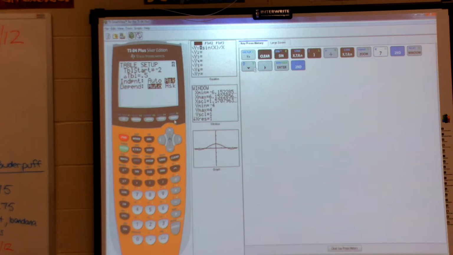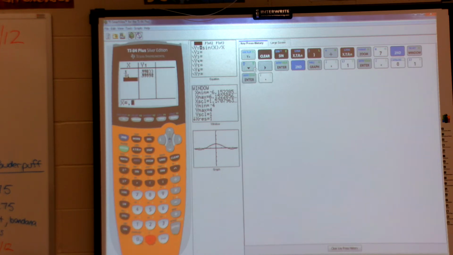Now go to your table. Should be clear. You might have some values in there. Now I want to get closer and closer to 0 from both sides. So I'm going to start off at 0.1 and enter. Now, to get closer, I have to go to 0.01, hit enter. Even closer, 0.001, hit enter. Now, it's going to fill in 1.